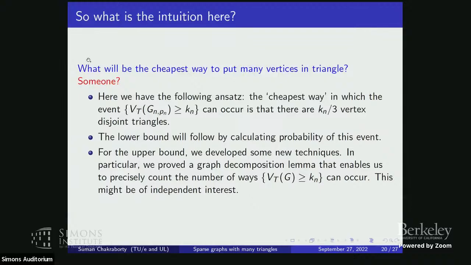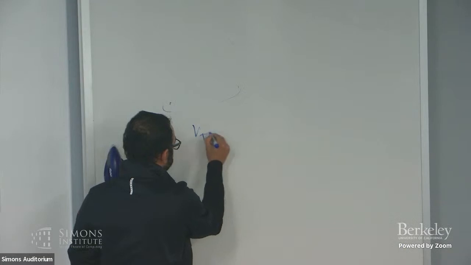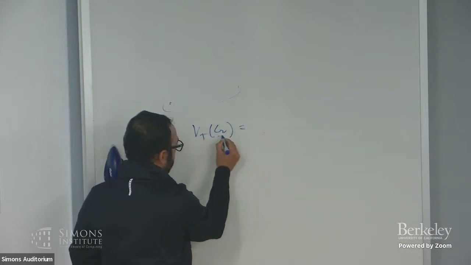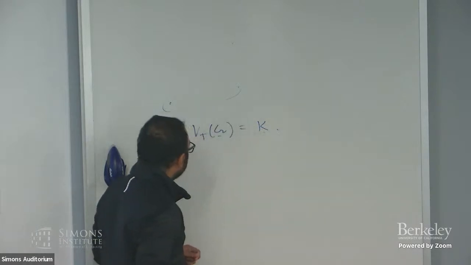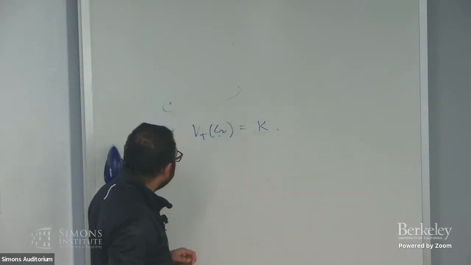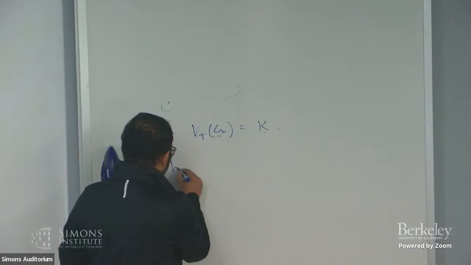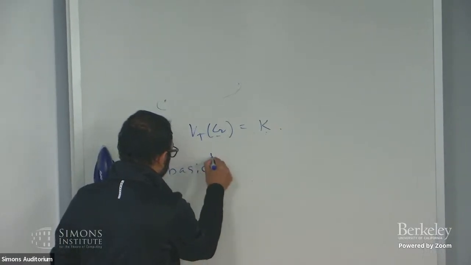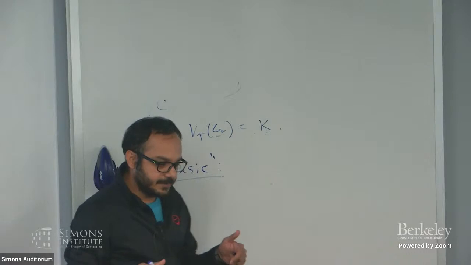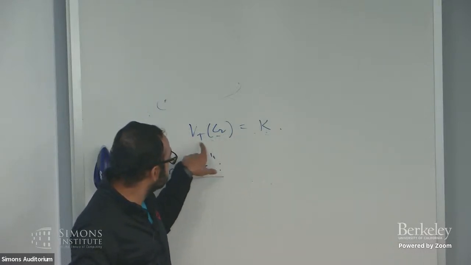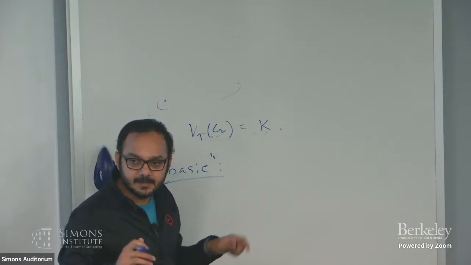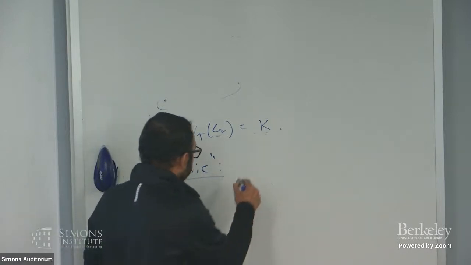So no random graph here. Suppose the number of vertices that are part of a triangle in a graph G on n vertices is k. Then make it basic. What I mean by basic is: delete all edges that are not contributing to this event. If deleting an edge is not disturbing this event, delete that edge. That is the basic graph. So you've got G basic.